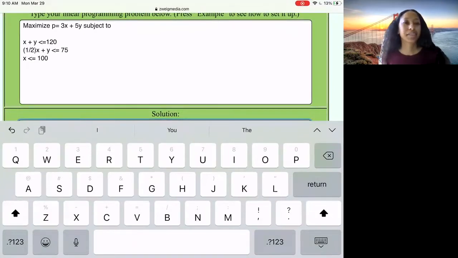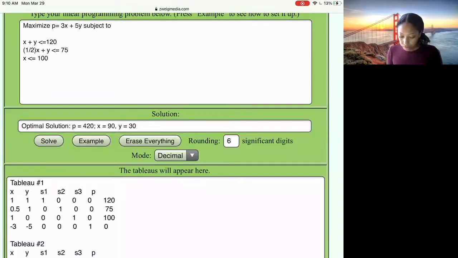All right. Always double check, make sure everything is typed in like it's supposed to be. Your inequalities are going the right way. Your variables are correct. No typos. And then from here, I think everything looks fine. Hit solve. And there's our answer.